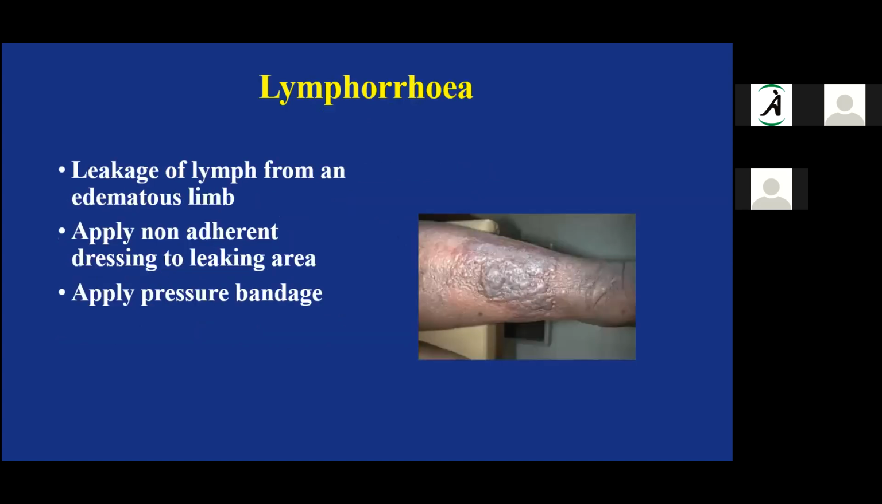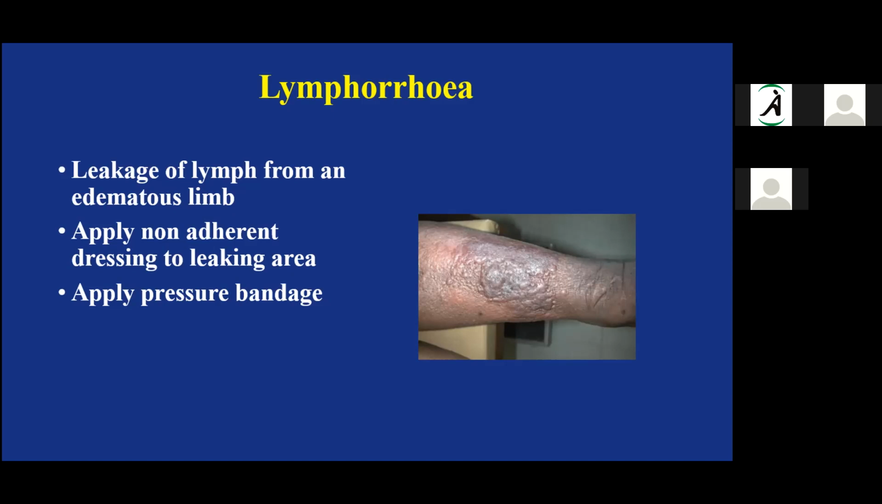So, coming to lymphorrhea. The main complication is lymphorrhea. If you do not treat the lymphedema area, there is a chance of leaking of fluid from the lymphedema area. That is lymphorrhea, the leakage of lymph from the edematous limb. Here the management is you can apply a non-adherent dressing to the leaking area and apply a pressure bandage. So this way we are able to manage.